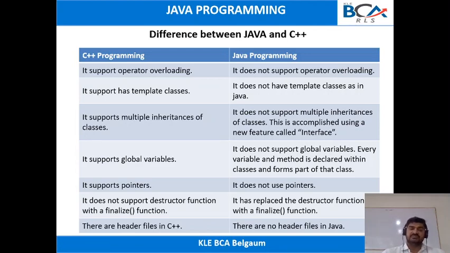So these are the differences between Java and C and Java and C++.